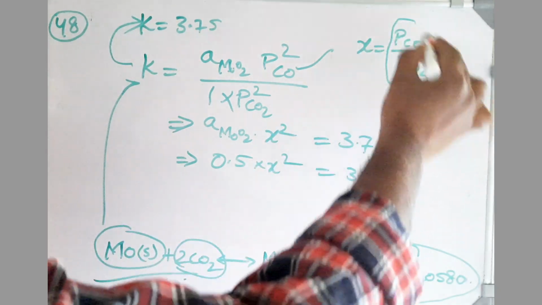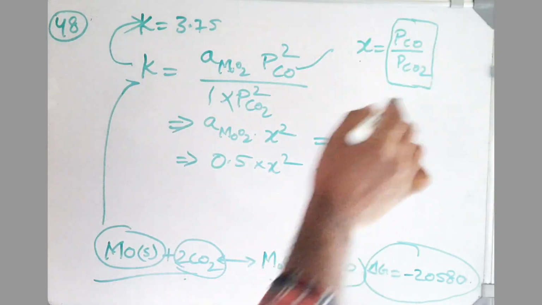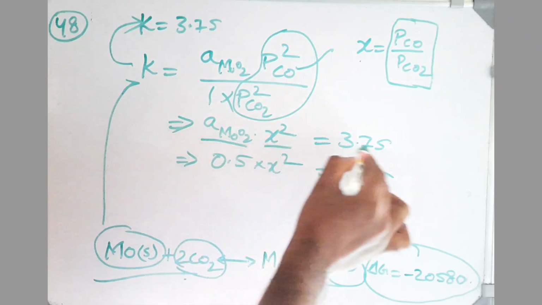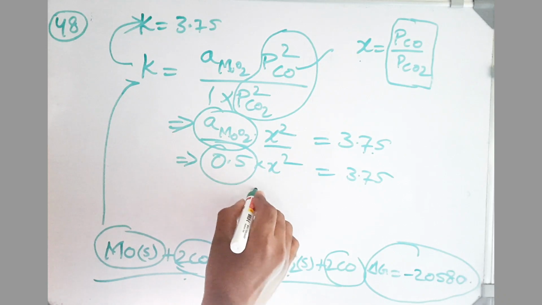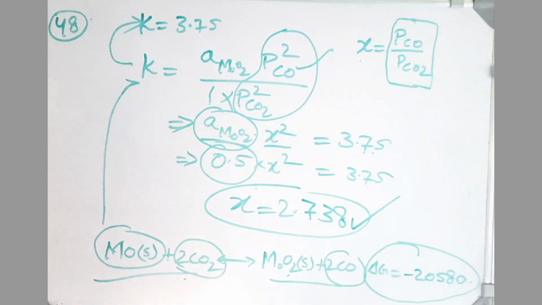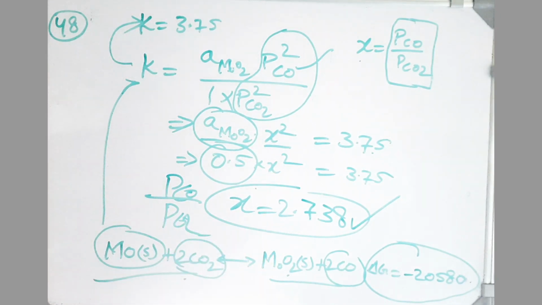Since we need to find PCO by PCO2, let's say x is equals to PCO by PCO2. So this becomes x square. So activity of this into x square is equals to, we get this, and in the question it is given as 0.5. So from this we get x is equals to 2.738, and this is our answer, PCO by PCO2.